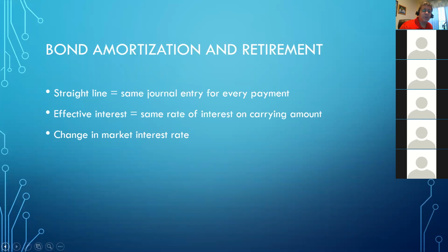And we can do it either using the straight line method or the effective interest method. Now, most of the time, the straight line is close enough to the effective interest. The effective interest rate method is required by GAAP, but the straight line is usually close enough that you don't have to do the extra work that the effective interest method does, because the difference between the two is immaterial.